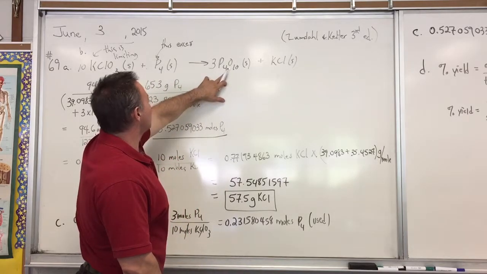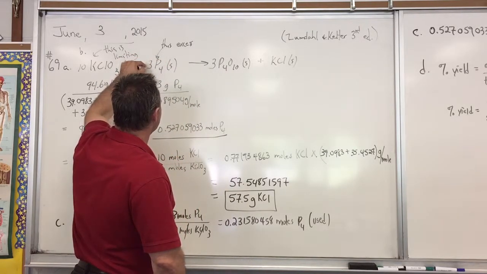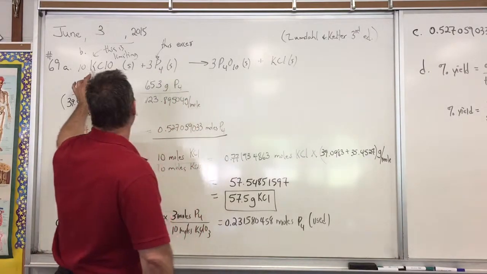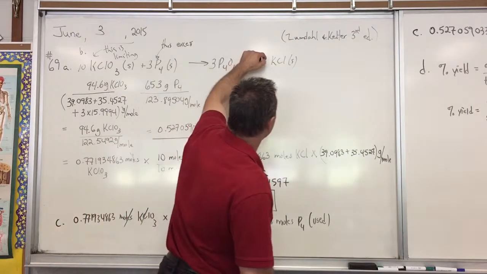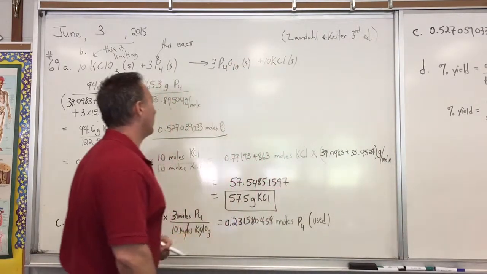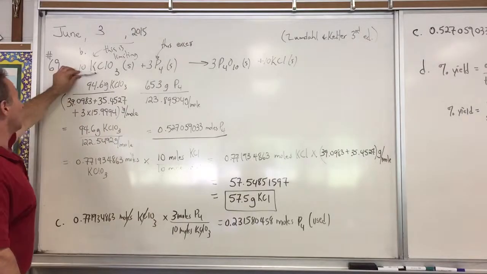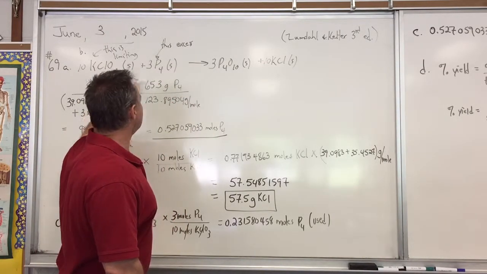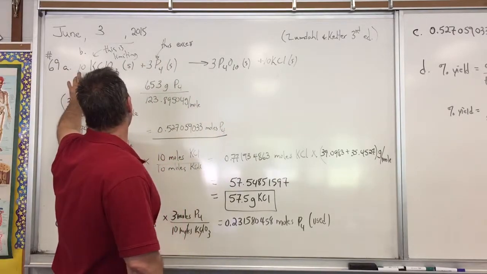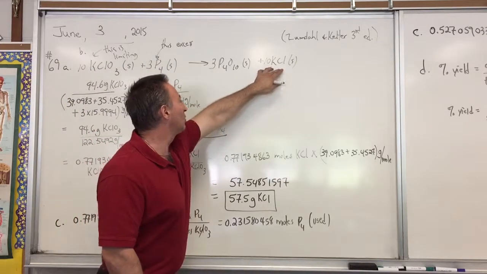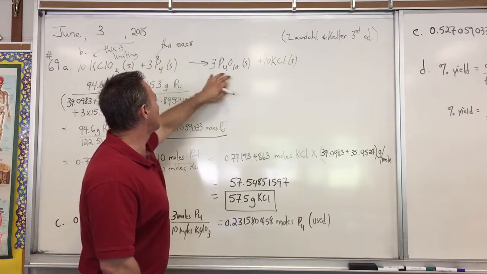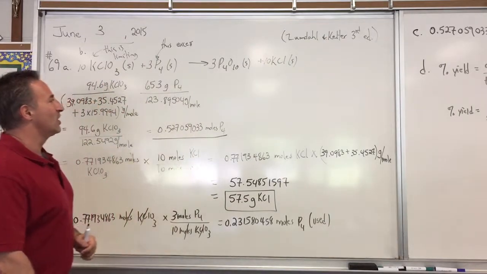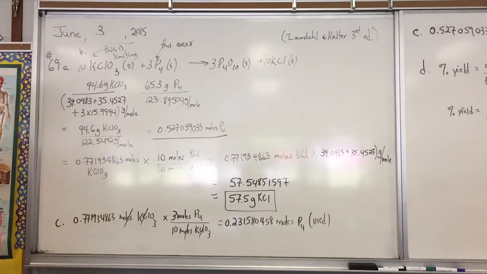That automatically forces me to put a 3 in front of the phosphorus to get the 12 phosphorus before and after. And then I looked at the potassium. So I had 10 potassiums, I had to put a 10 in front of the potassium chloride. And then I double checked. 10 potassiums, 10 chlorates. Well, I don't have chlorate anymore, so 10 chlorines, 30 oxygens, 12 phosphorus, everything checks out so that it's a balanced equation.